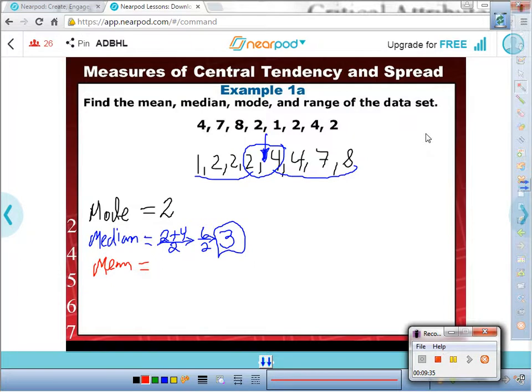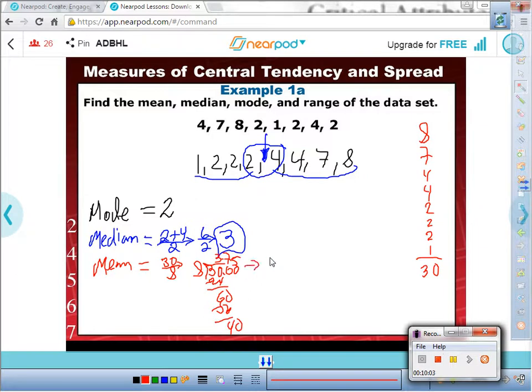The third central tendency is the mean. I need to add all of these. 8 plus 7 plus 4 plus 4 plus 2 plus 2 plus 2 plus 1. That is equal to 30. And then from there, 30 divided by 8. We do the division. 30 divided by 8. That's 24. Subtract, that's 6. Add a decimal point. That's 7 times 8, that's 56. Left over 4, bring down a 0, that's 5. So my mean is 3.75. Does everybody see what I mean?